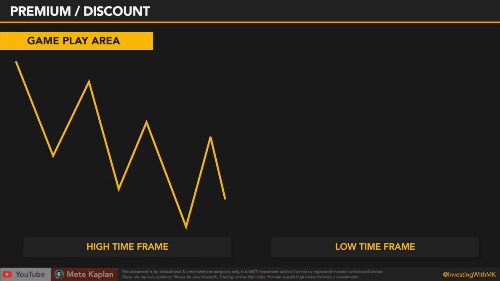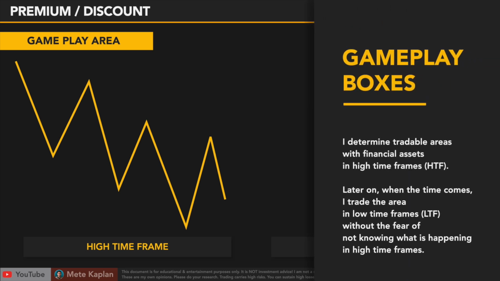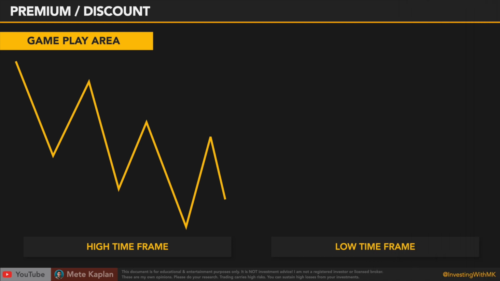Let's learn about gameplay. Gameplay boxes are special zones that I determine with the high time frames before trading. What I do is, once I determine the high time frame gameplay boxes, I keep trading the price action inside the box with the low time frames. I day trade or scalp these boxes.